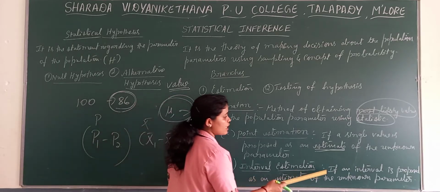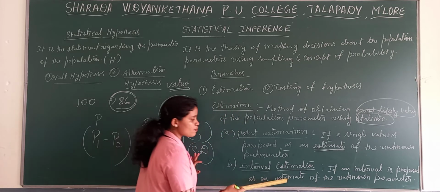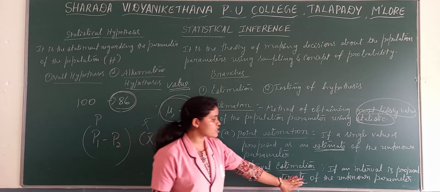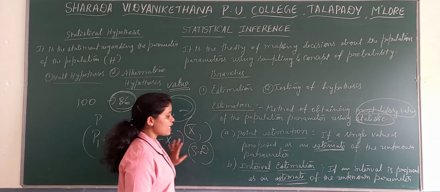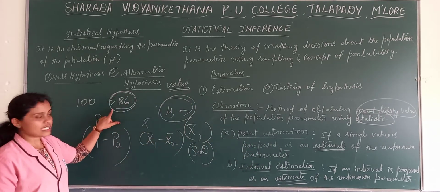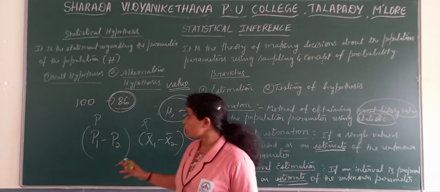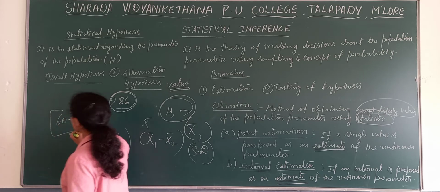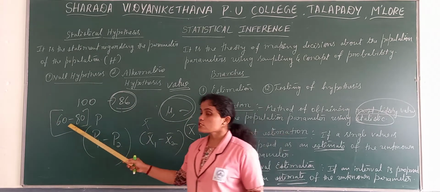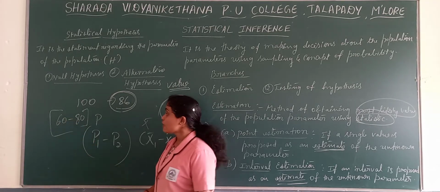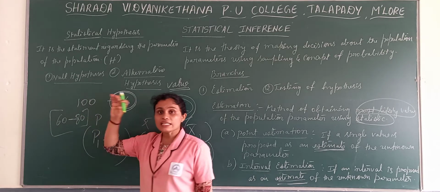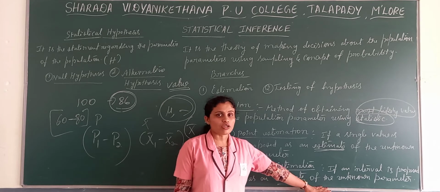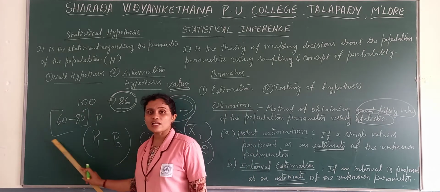Then interval estimation. If an interval is proposed as an estimate of the unknown parameter, then we call it interval estimation. If we take the same example, the mean marks of 100 students is between 60 and 80. This we call interval estimation. It means we put forward an interval in order to get the value of the unknown parameter.